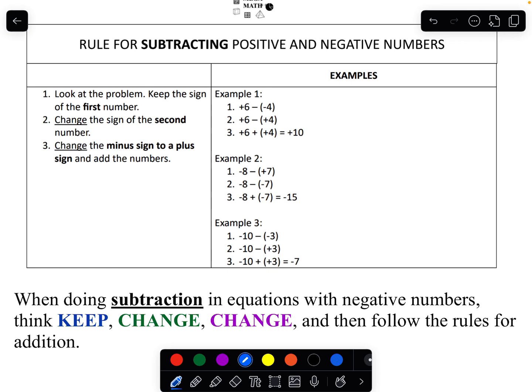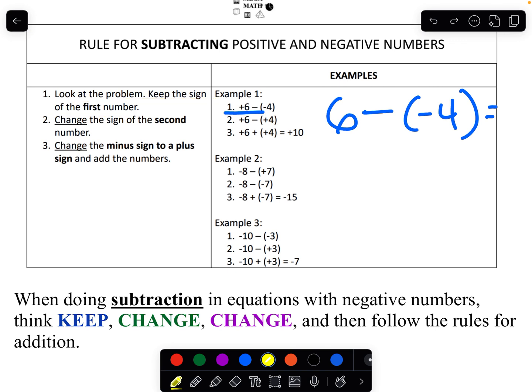Now let me write this bigger. Let's say you have 6 plus negative 4. My bad, I meant to say 6 minus. So let's say we have 6 minus negative 4. And remember, there's an invisible positive sign in front of the 6, or you can make it visible. And the rule is that first, you look at the problem and you keep the sign of the first number.